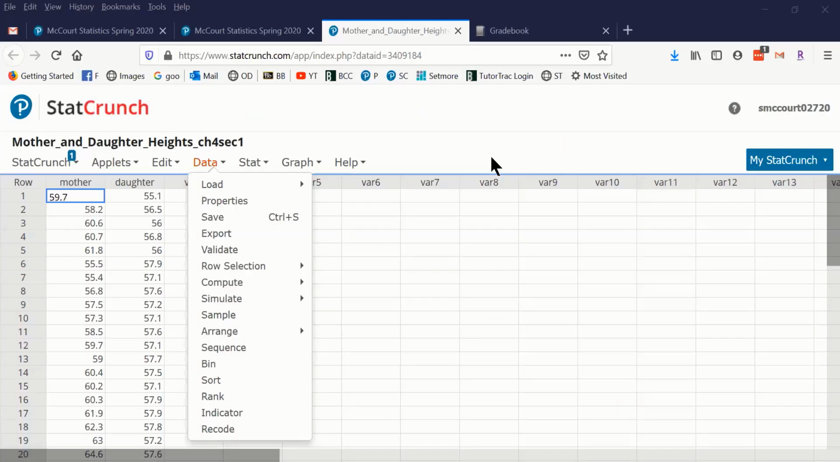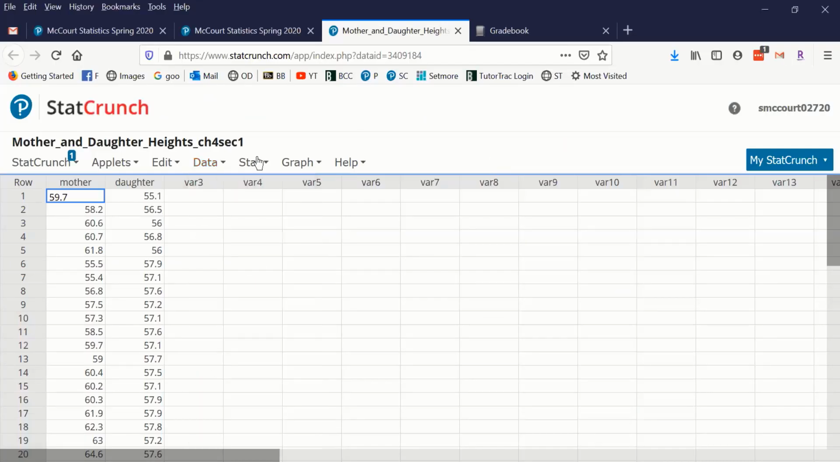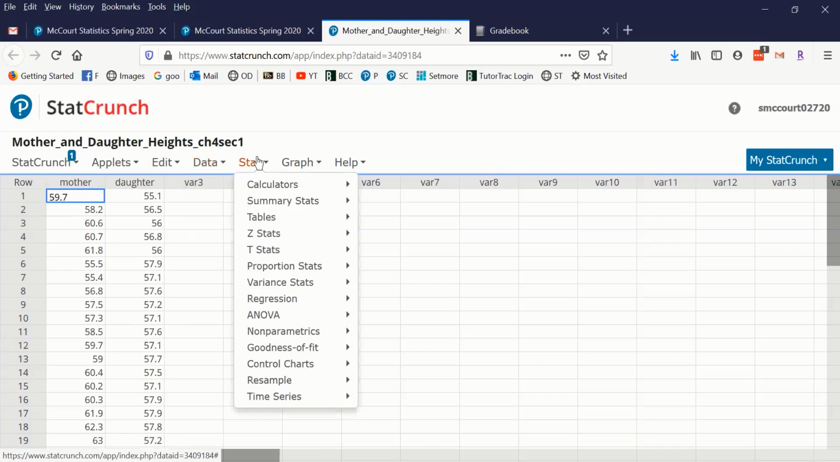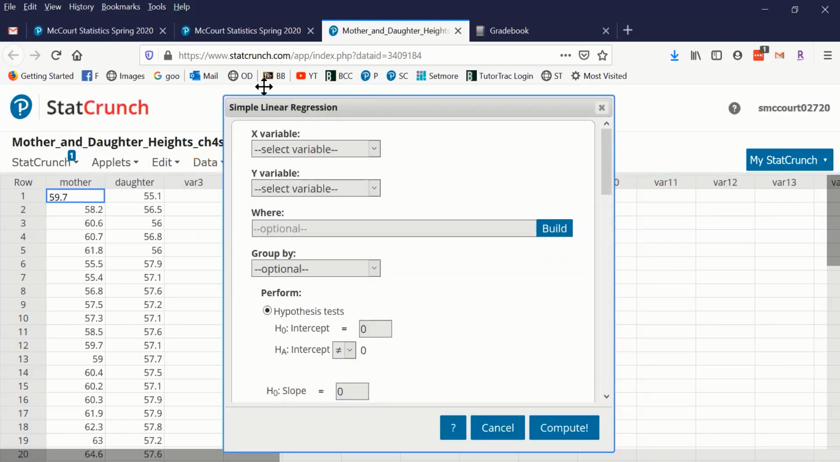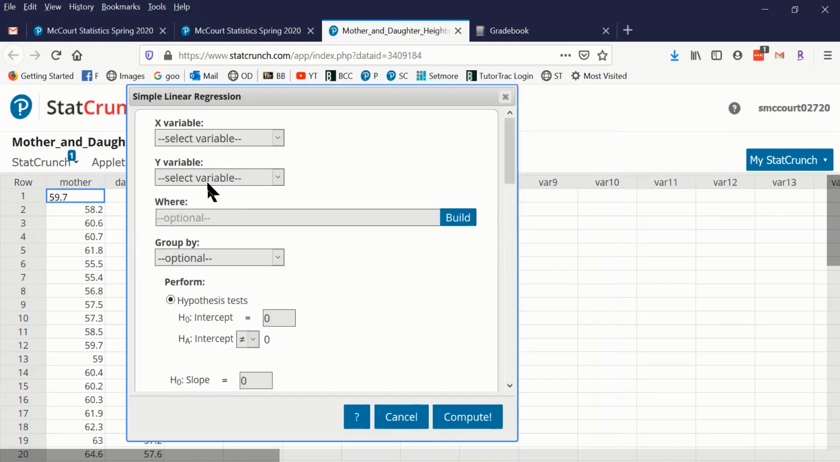So here we are in StatCrunch, and we do Stat because we're trying to do a calculation, and we're going to go down to Regression and Simple Linear. There's other kinds of regression, but in this course we look at simple linear. And it asks you about the X variable and the Y variable. The rest of this, the hypothesis tests and et cetera, we don't cover in this class.